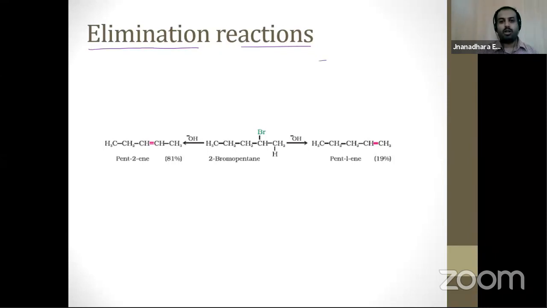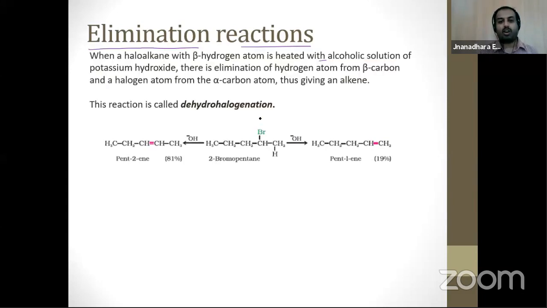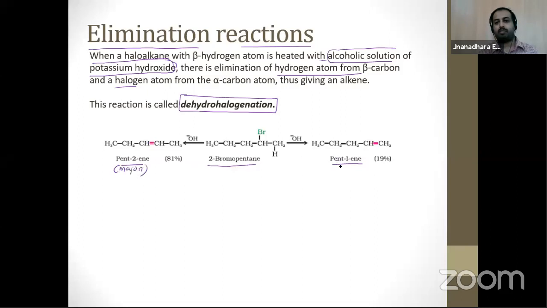There you got to know that when a haloalkane is made to react with alcoholic KOH, an alcoholic solution of potassium hydroxide or sodium hydroxide, there is elimination of both the hydrogen of the beta carbon and the halogen. This is therefore called dehydrohalogenation. We have discussed this already. And one more point, whenever elimination gives rise to more than one product, like we see here, elimination of 2-bromopentane gives pent-1-ene and pent-2-ene both. But as you can see, pent-2-ene is the major product of elimination, pent-1-ene is minor.